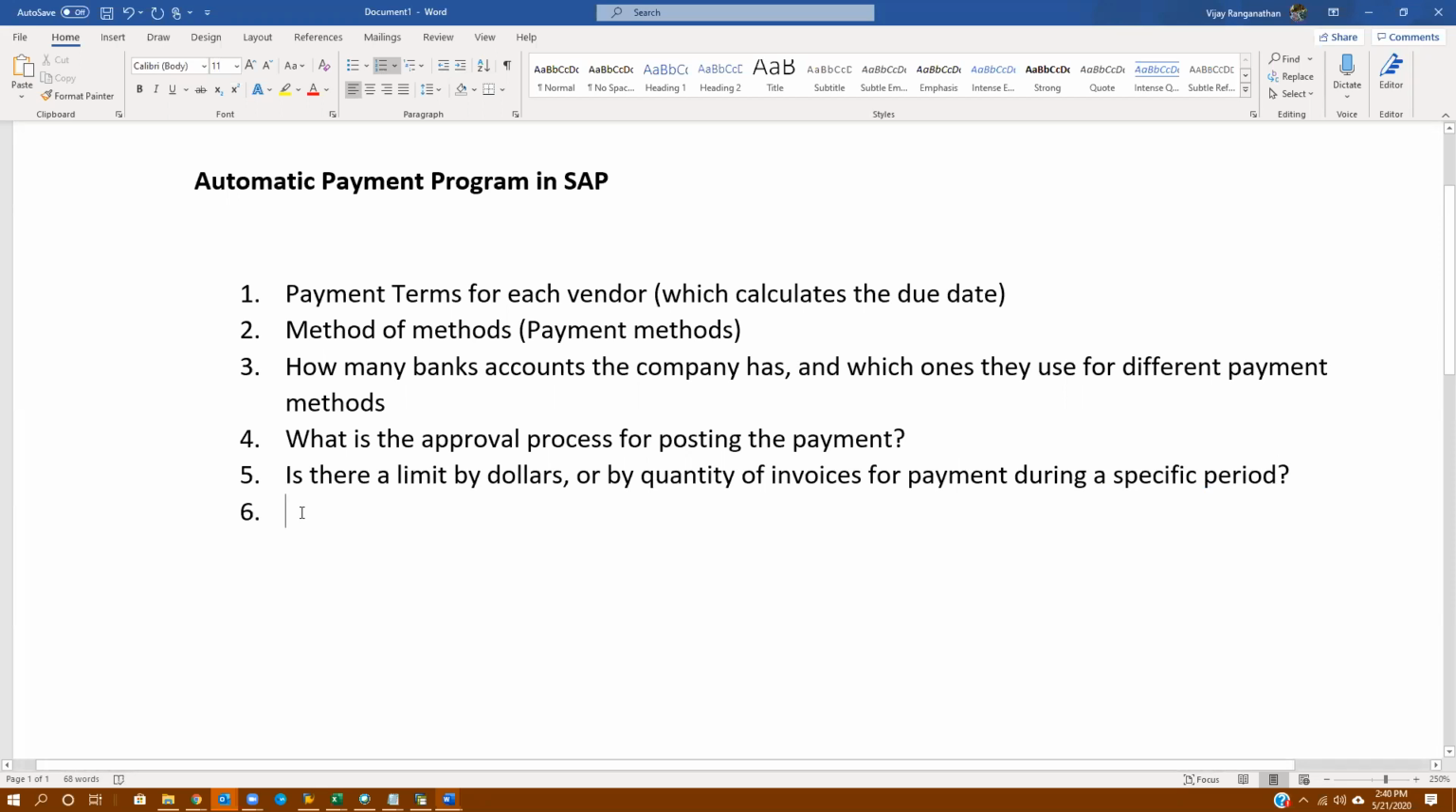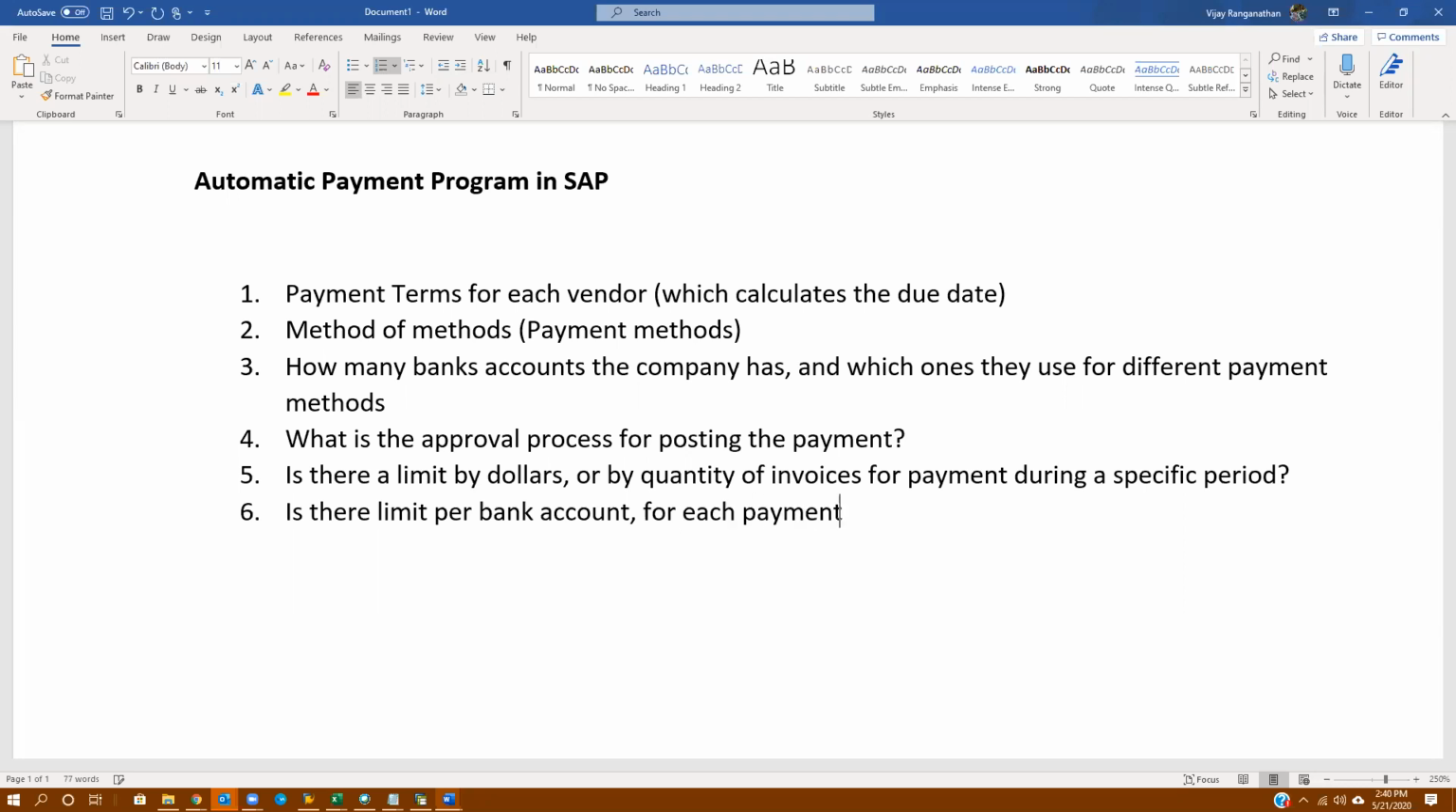Okay, and then somebody was saying about the bank limit. For example, is there a bank limit? Yes, is there a limit per bank account, for each payment method? Exactly. Good point. Okay. What else?